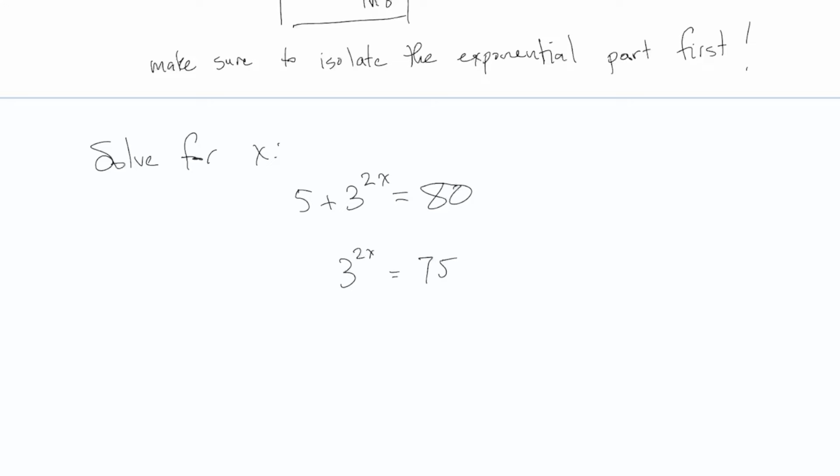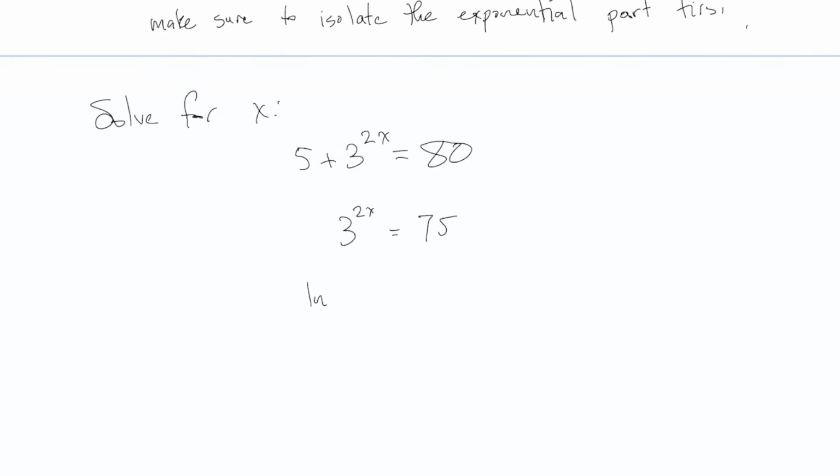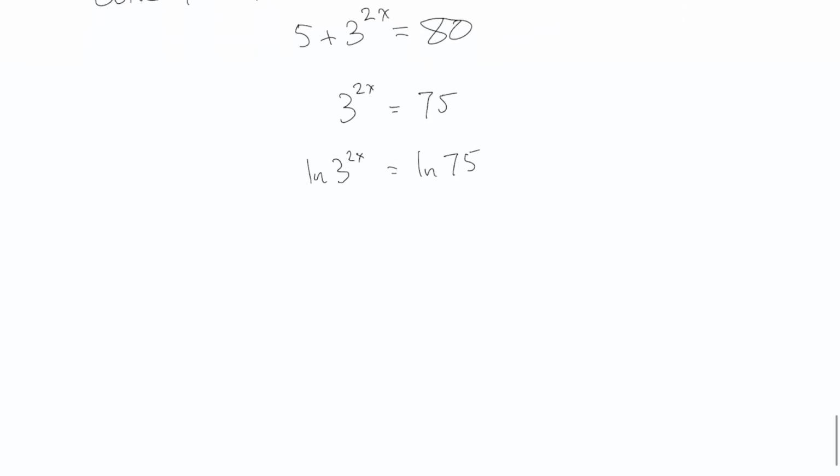And now I can continue. Take the log on both sides, the natural log, of course. It says ln 3 to the 2x equals ln 75. And then do my little trick, which is the exponent comes down to the front as a coefficient. So it's 2x natural log of 3 equals natural log of 75. And now we can just solve this for x.